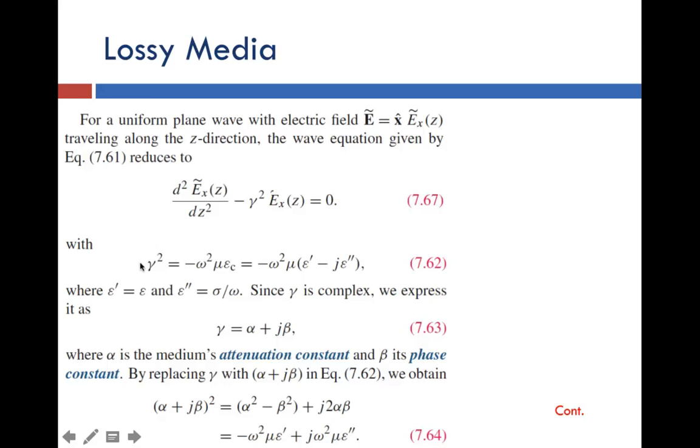So now if we come up here to equation 7.62, which is just the relationship that was derived directly from Maxwell's equations to get the wave equation, we have this relationship between gamma squared and epsilon prime, epsilon double prime. So now we're going to take alpha plus j beta and substitute into equation 7.62 for gamma squared. So that's what's going on here. We've got alpha plus j beta squared. When we solve that, we get this equation. And then that's going to be equal to the right-hand side of equation 7.62.